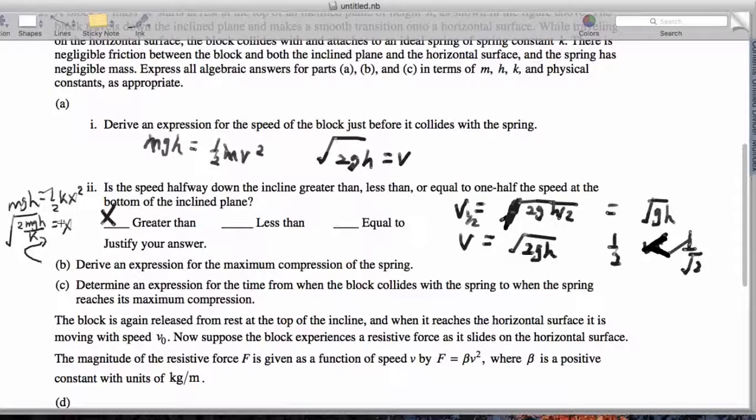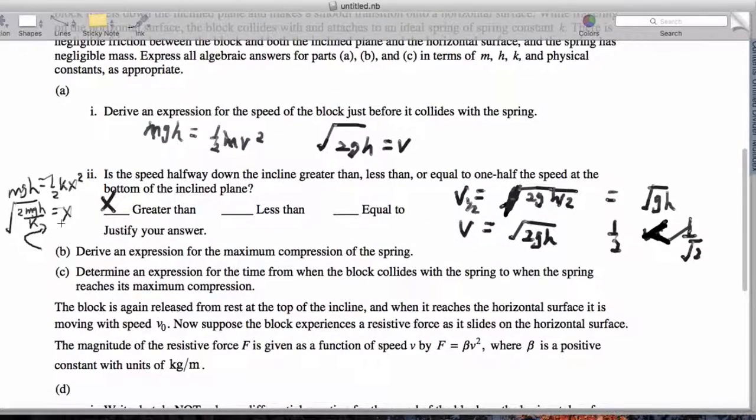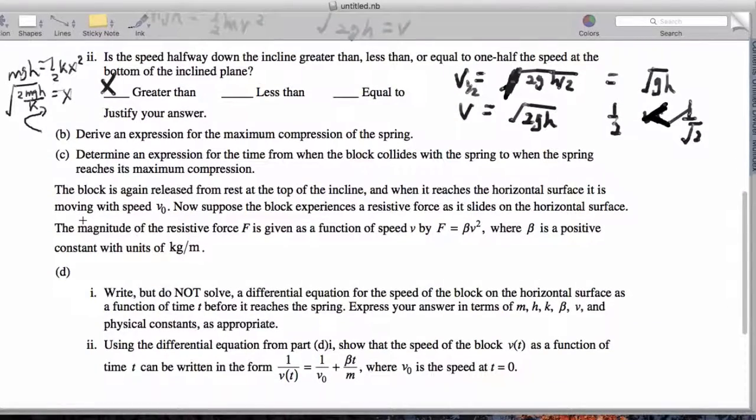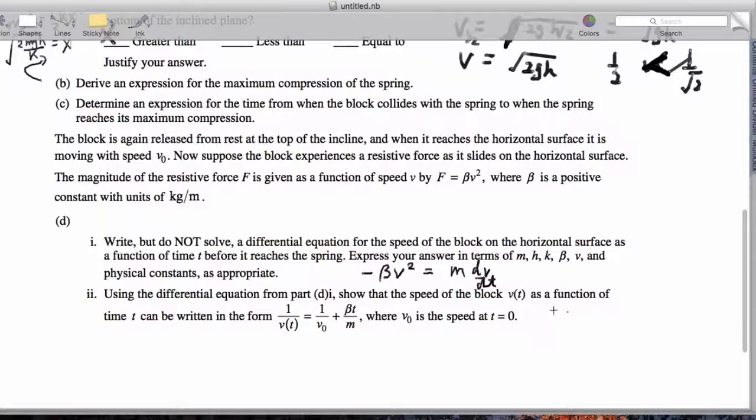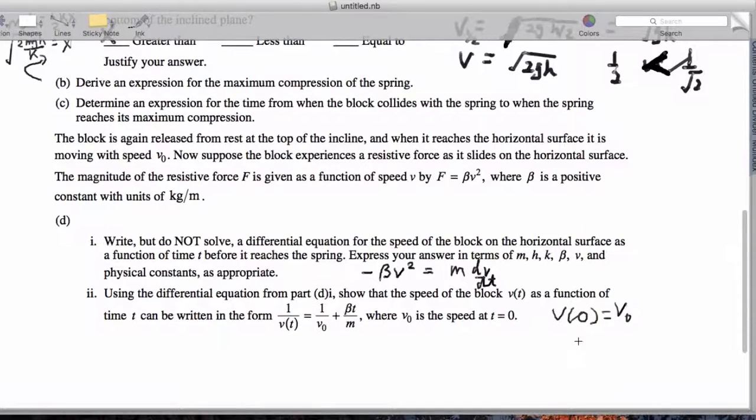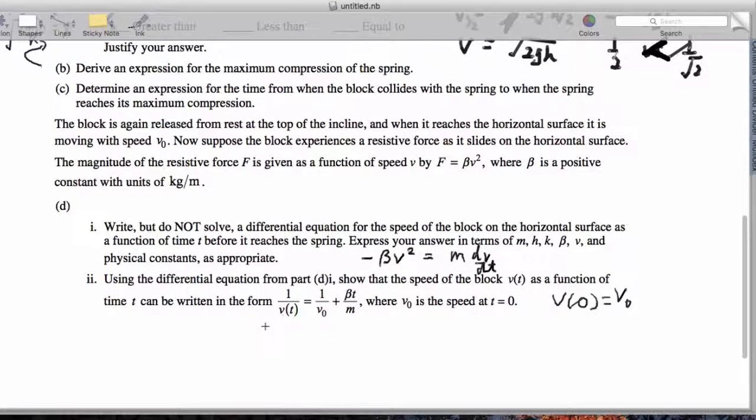Excellent. Now the block is released again, and we're going to have this resistive force. So we want to set up but not solve the differential equation as a function of distance. So it's going to be simple. We're going to have this force that slows it down, negative beta v squared, equals m dv dt. And what we're going to note is that v of 0 equals v naught. So when we solve this differential equation, this looks gross, but it actually turns out it's a little bit easier than you think, and here's why.